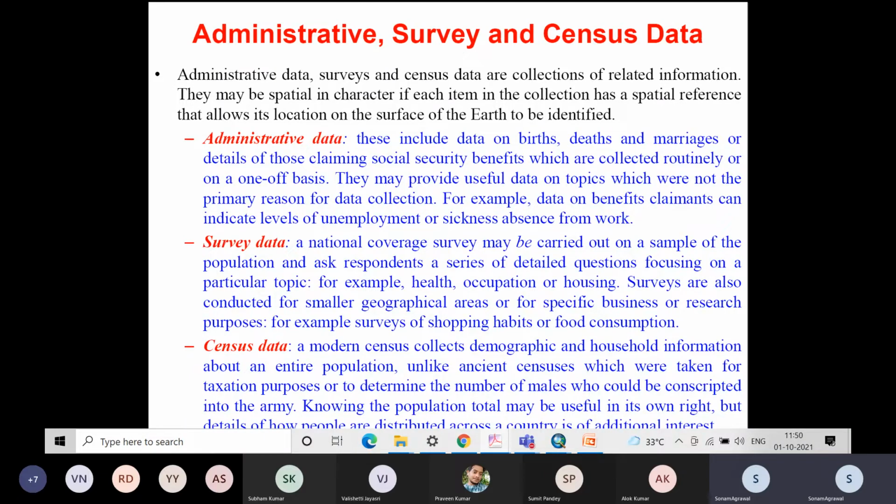So these are the different types of data that are collected by the government, and they are one of the ways through which we are getting spatial data.